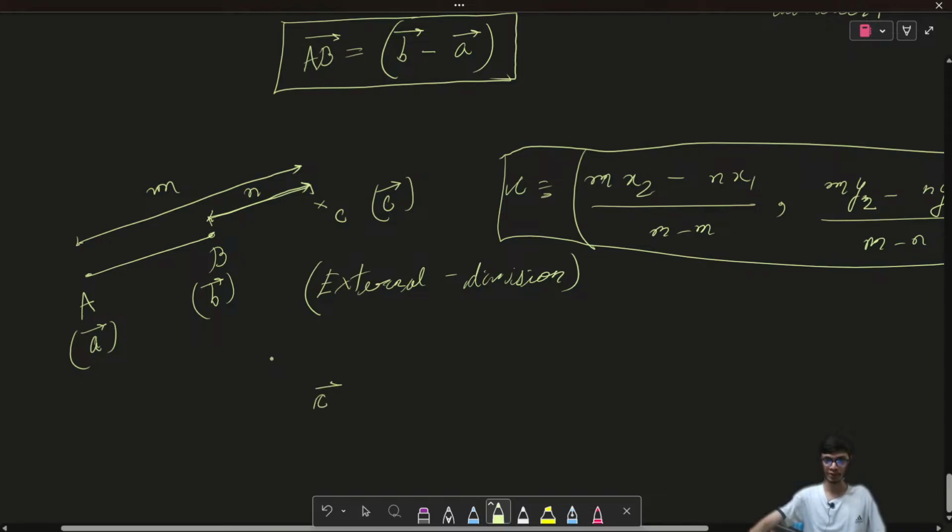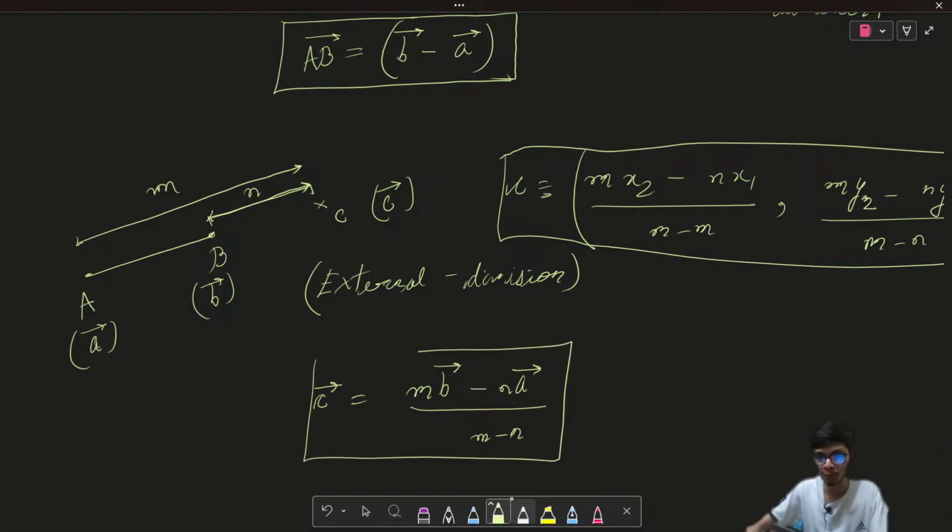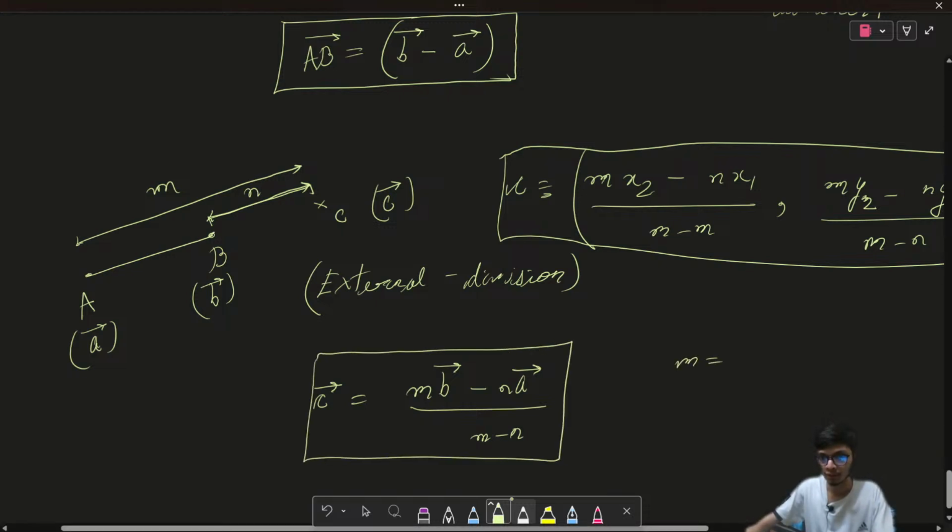So the position vector of point C for external division can be similarly obtained as m times B vector minus n times A vector, divided by m minus n. Okay, now over here the only thing to note is that m should not be equal to n, right?